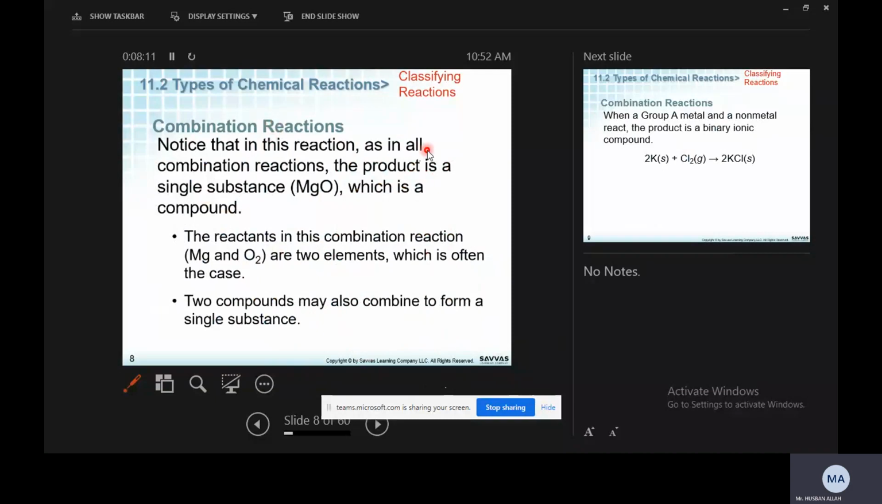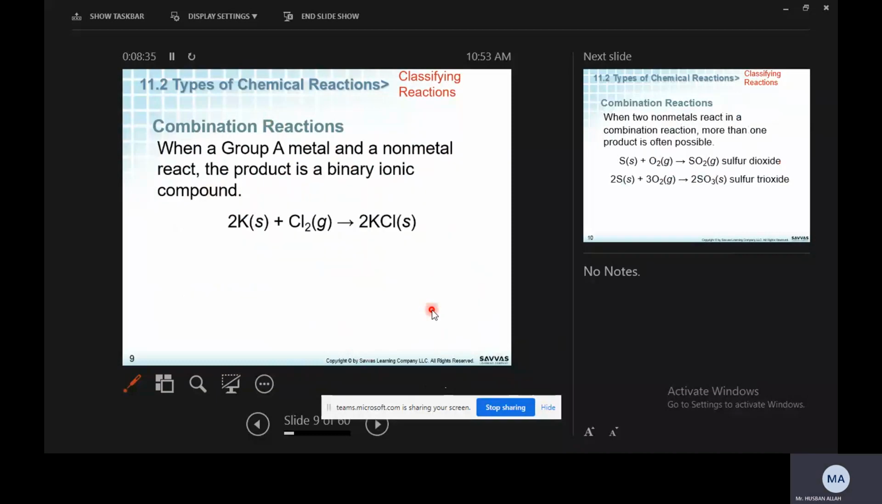Notice that in this reaction, as in all combination reactions, the product is a single substance, which is MgO, right? Which is a compound. So the reactants are magnesium and oxygen, two elements, but the product is only one. Two compounds may also combine to form a single substance. It's easy, right? Another example of a combination reaction is between potassium and chlorine.